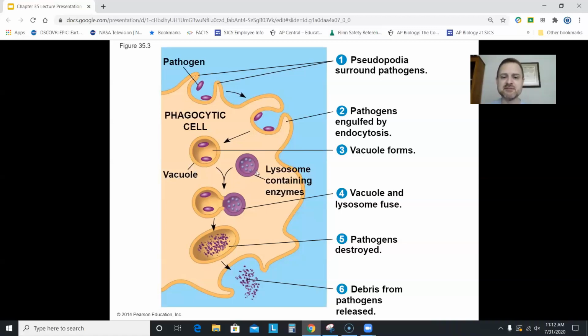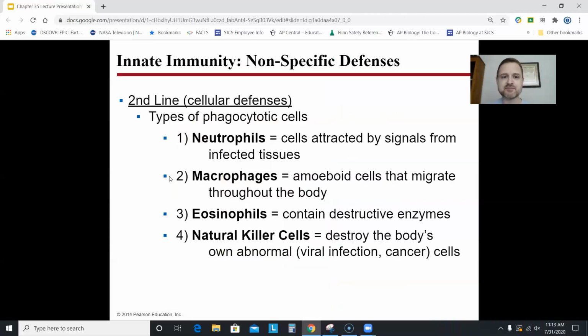And then a lysosome comes and fuses, spills in its acidic contents, its enzymes, breaks it down, and the pathogen is destroyed. This is still part of your innate immunity. This is still non-specific. It might seem kind of specific here, but it's not specific to a certain kind of pathogen, like a strain of the flu, so it's still non-specific.